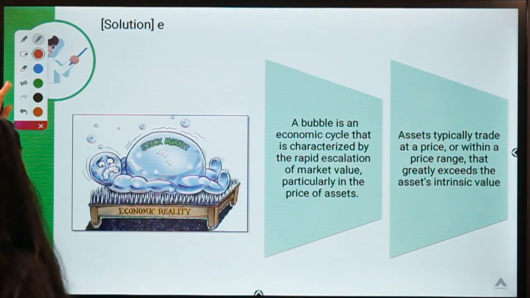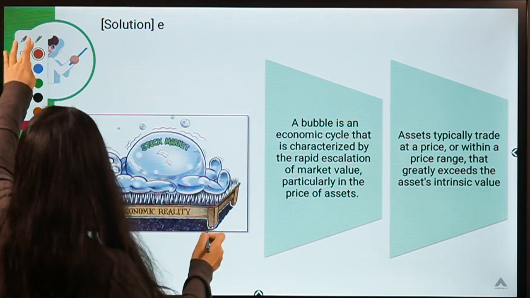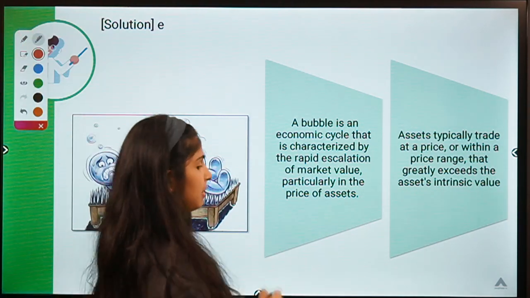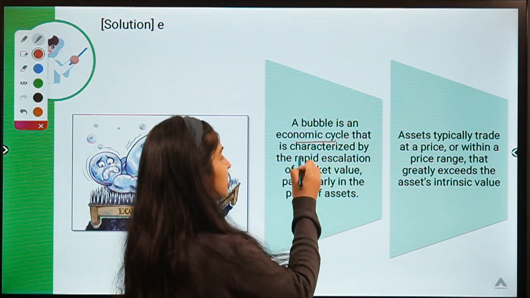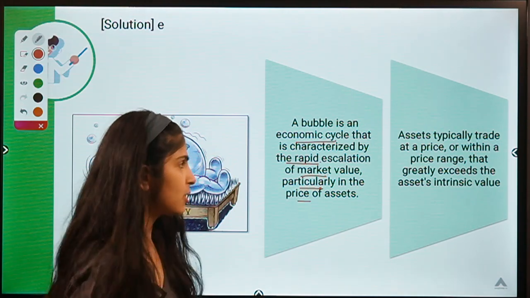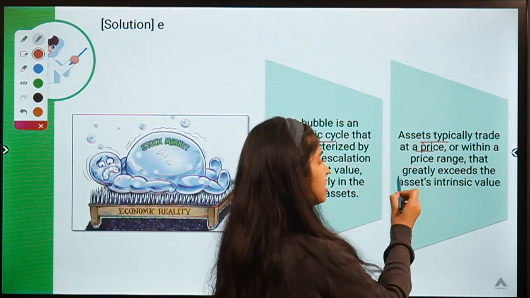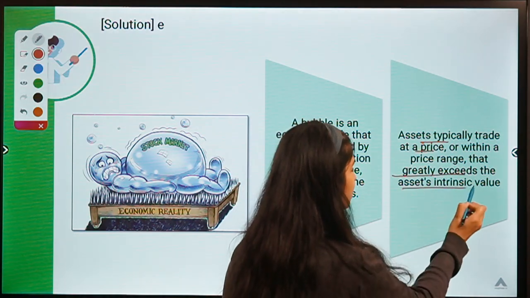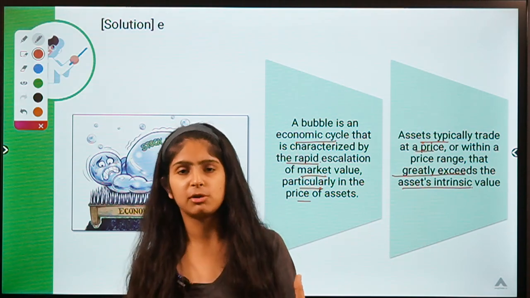Moving ahead, here you can see bubble economic cycle. Basically, it is part of an economic cycle that a bubble is created and then it bursts, characterized by rapid escalation of market value, particularly in the prices of assets, which typically trade at a price or within a price range that greatly exceeds the asset's intrinsic value. Intrinsic value means the actual fundamental value of the asset.